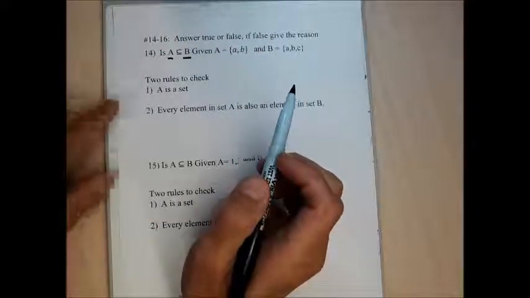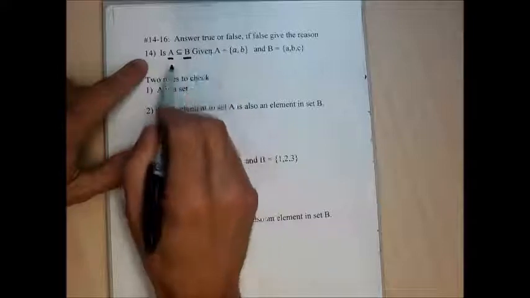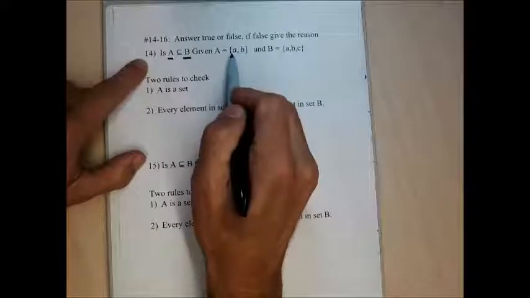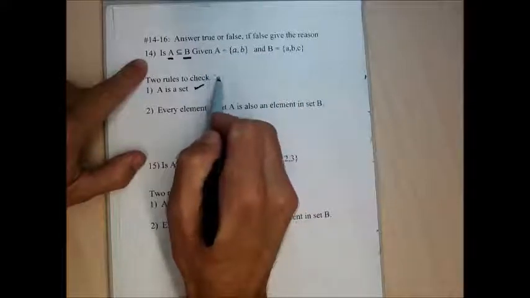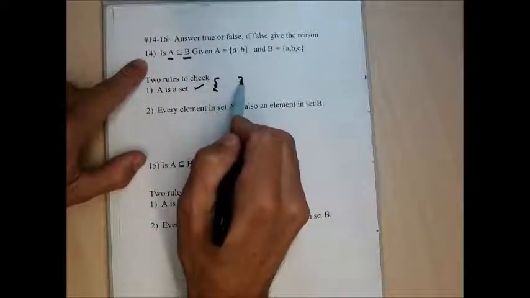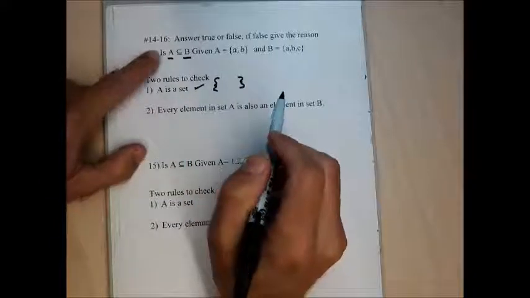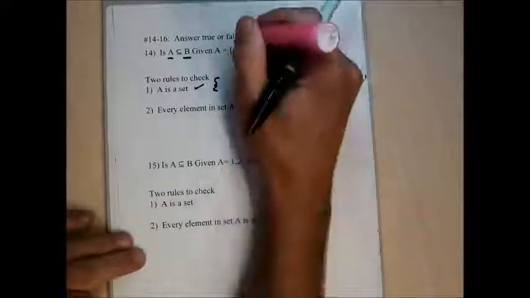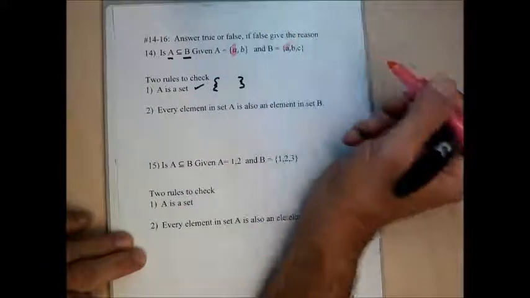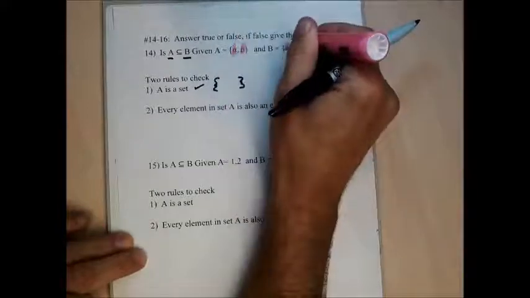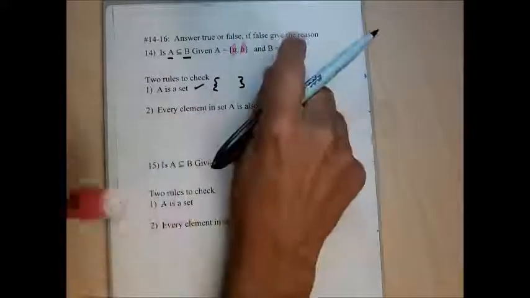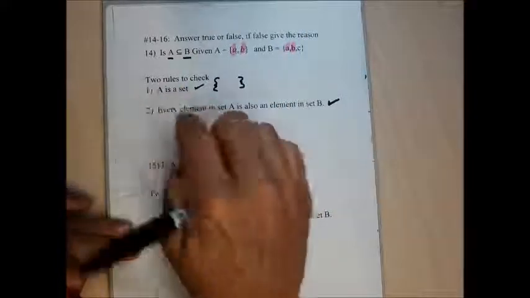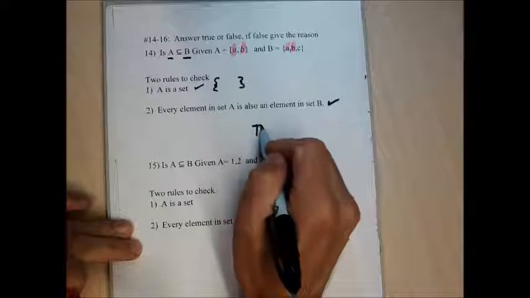For question 14, I'm given the set A and a set B listed in roster form. I look at A, and it is a set because of the set braces. So rule 1 is satisfied, and I'll move on to rule 2 to see if A is a subset of B. The next rule is every element of A also has to be an element of B. A has 2 elements. It has the element A and the element B. Both of those elements appear in set B, so rule 2 is satisfied. Because both rules are satisfied, I'm going to write true for my answer.